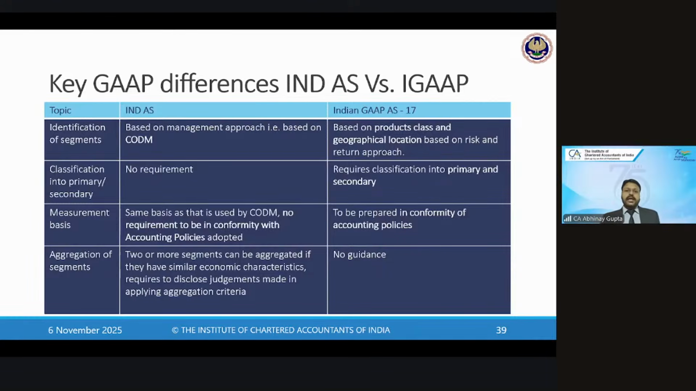Now there are certain key GAAP differences which we will quickly run through, and we will try our hands on some MCQs quickly before we wind up for the day. So identification of segment: under Ind AS, it is the CODM approach, and under Indian GAAP, it was primary segment, secondary segment, geographical location, product class. All these things which we were doing. Now, classification into primary, secondary: Ind AS has no requirement, AS requires.